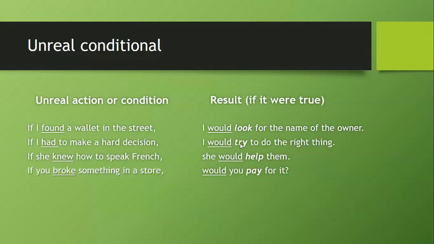You could say, yes, if I broke something in the store, I would pay for it. Alright? I would pay for it. In this case, we see the question: would you pay for it? Yeah, I would do it. Or no, I would not pay for it. Then you have both choices.